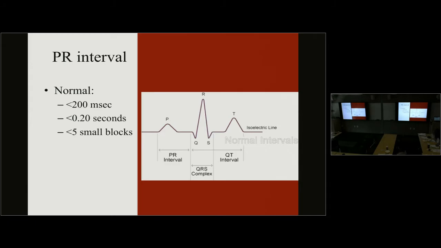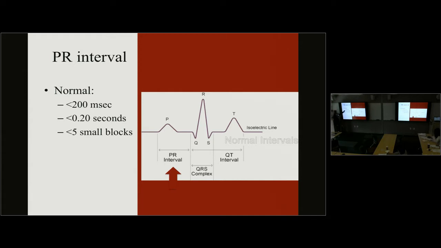Okay, I want to talk about intervals. The first interval is our PR interval. This is right here. And just a refresher, our P wave is the depolarization through the atrium, that electrical impulse traveling through the atrium, and the pause at our bus stop. The two of those together make up what's called the PR interval.